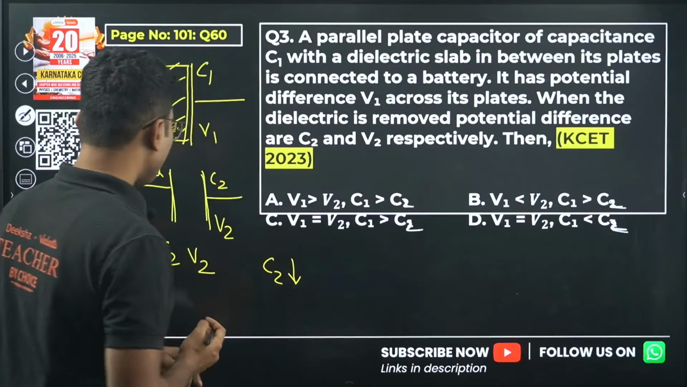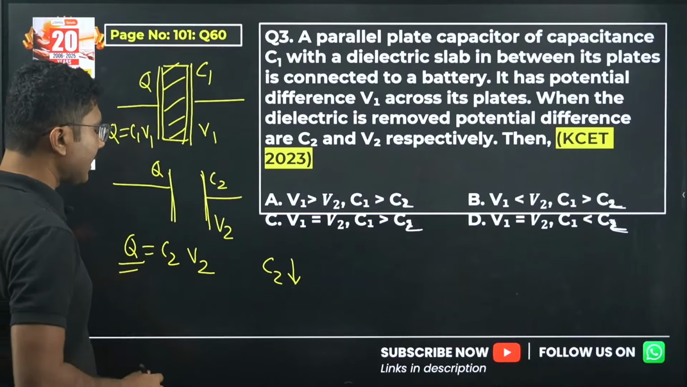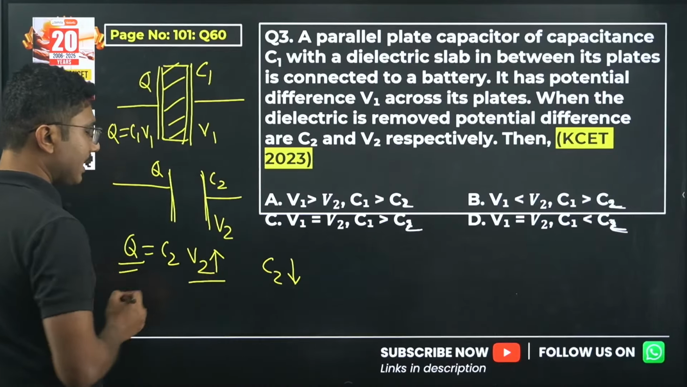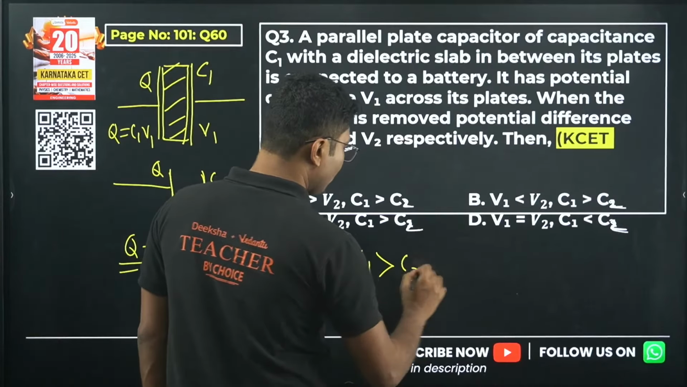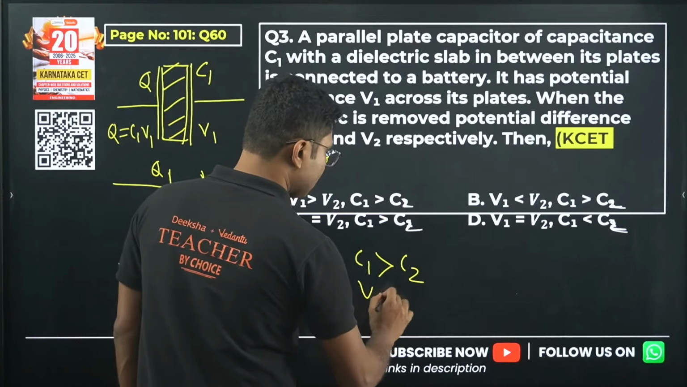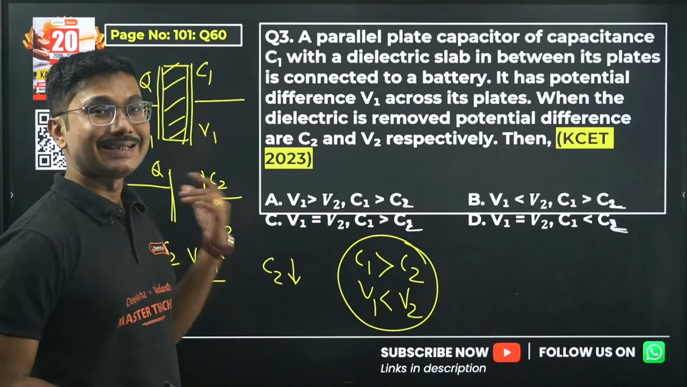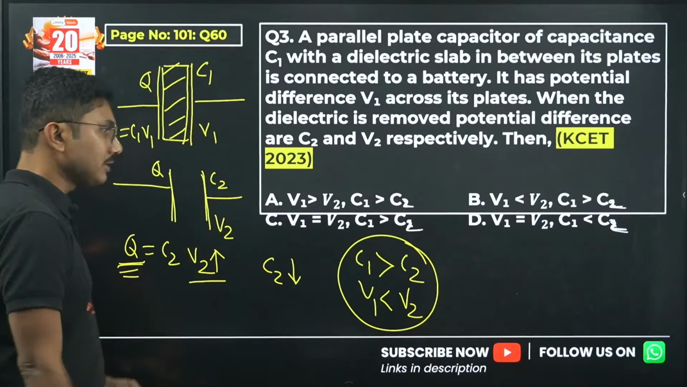Let's see. So capacitance decreases, but charge remains constant. So the only thing that can happen is that potential will increase. That means C1 must be greater than that of C2 and V1 must be less than that of V2. So this is the only possible combination. So capacitance decreases, potential increases, so that overall the charge remains constant.